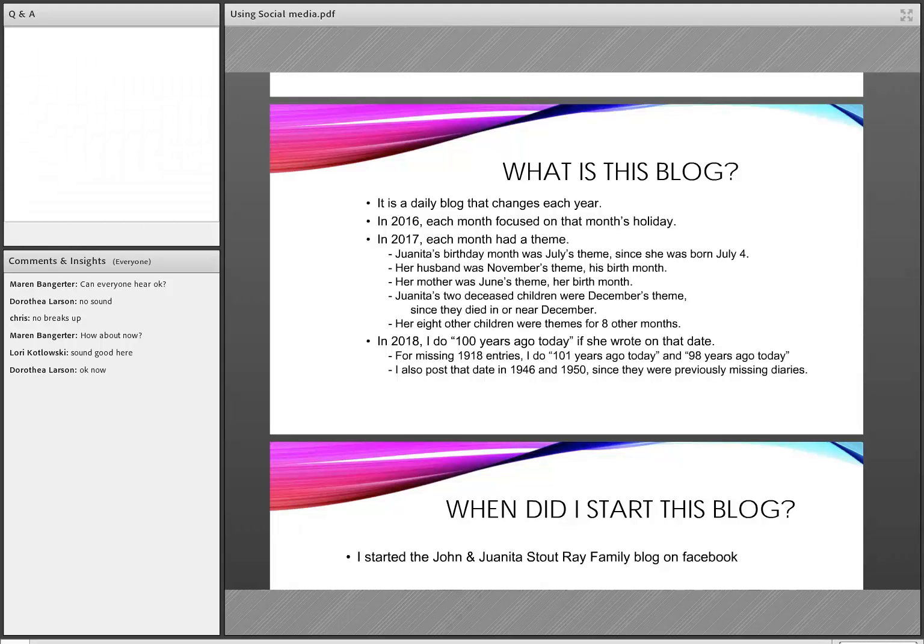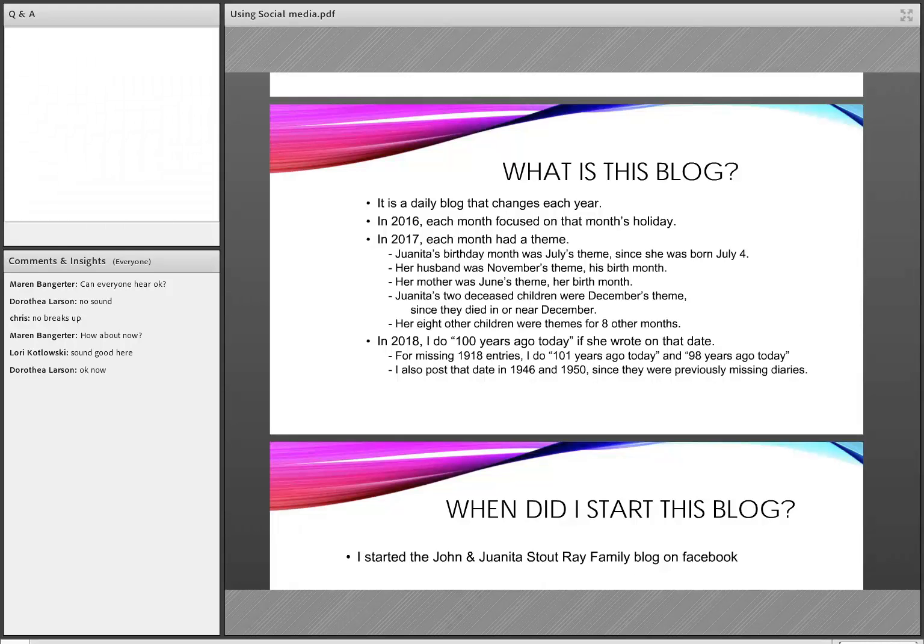One died in November, one died in December, so I made them the theme for December. And then her other 8 children were the themes for the other 8 months, either in their birth month or maybe the birth month of one of their children if their birth month was taken. Three children were born in March, so I had to spread that around.